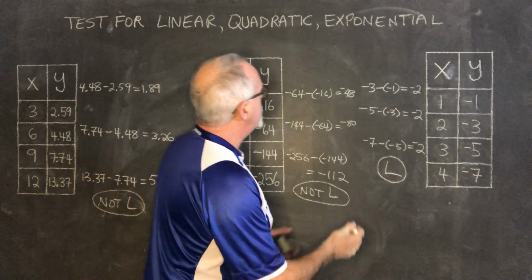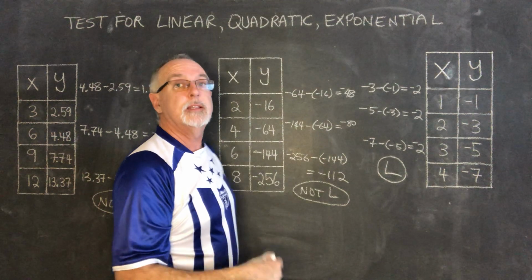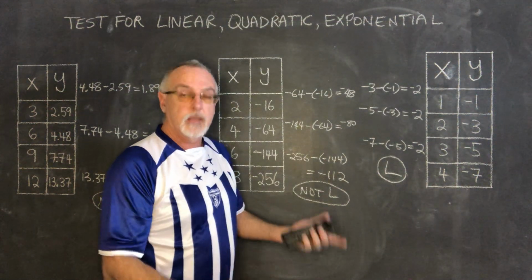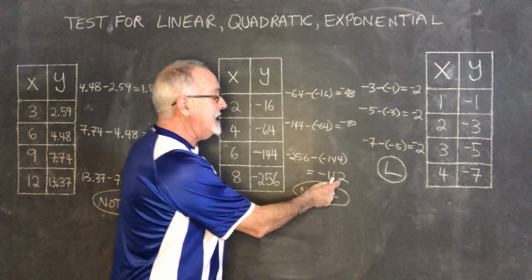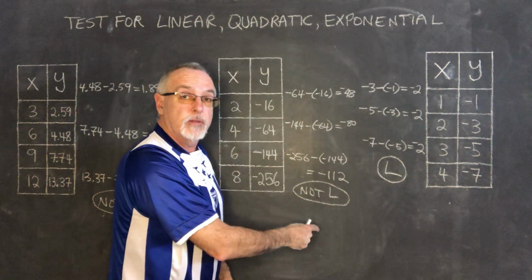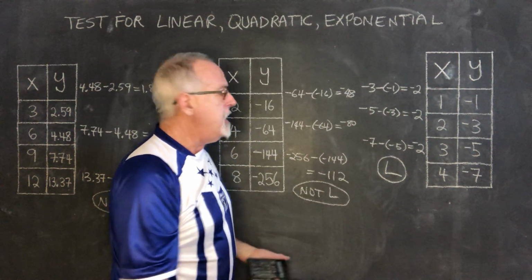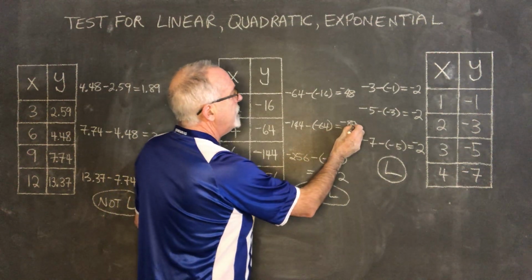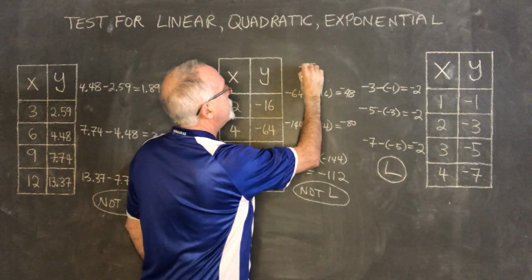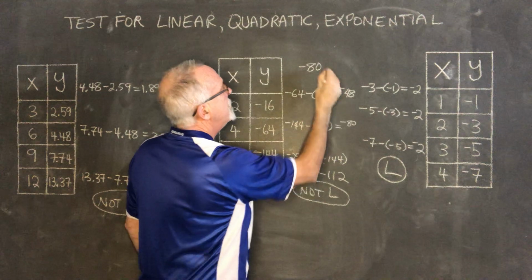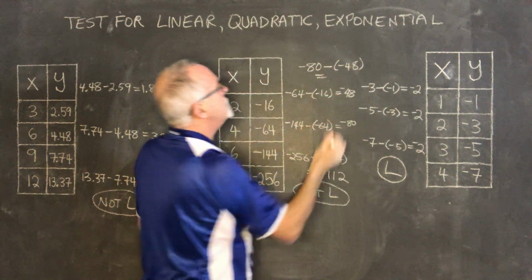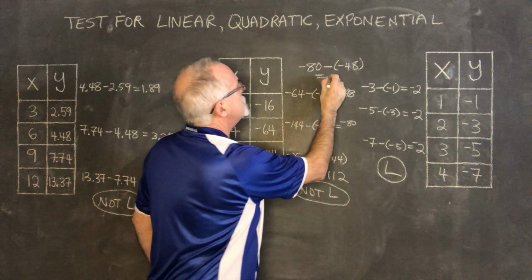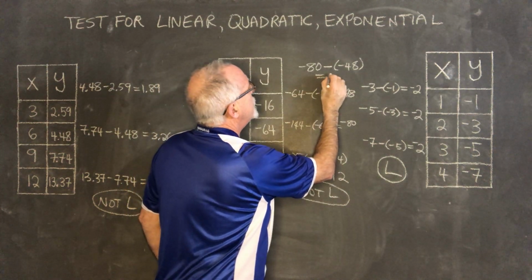For this one, okay, what I'm doing is I'm doing the second difference test. That's the test that I'm using for quadratic. Second difference means we take the answers we got from the constant difference and we do it again. It's kind of weird, but we can do that. So writing a little larger, I'm saying -80, that's the answer from here, minus -48, and that gives me -80 plus 48, which is going to be negative 32.